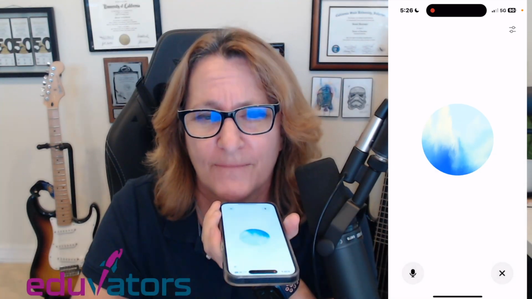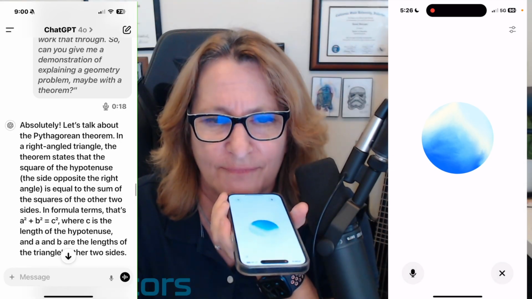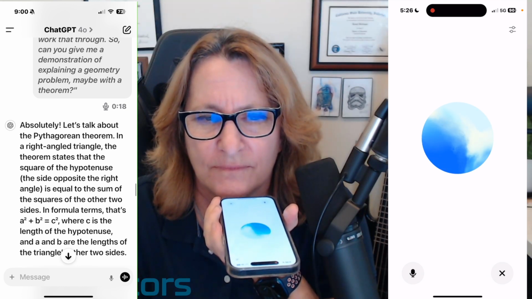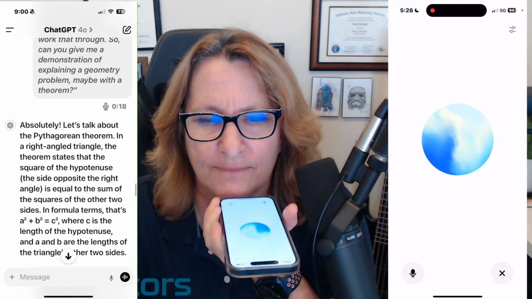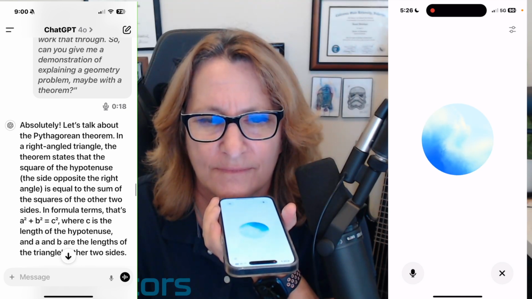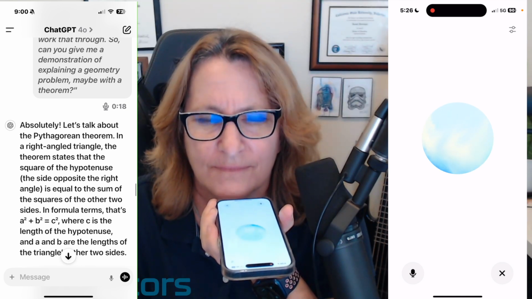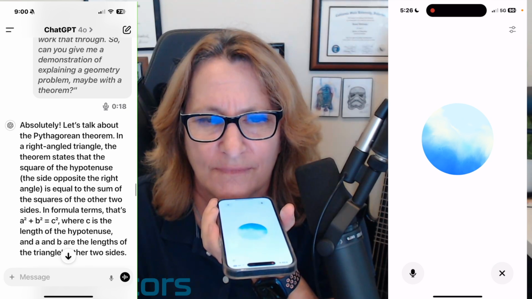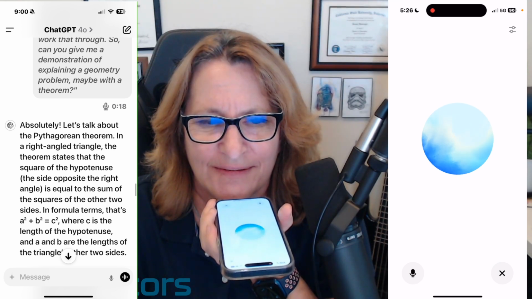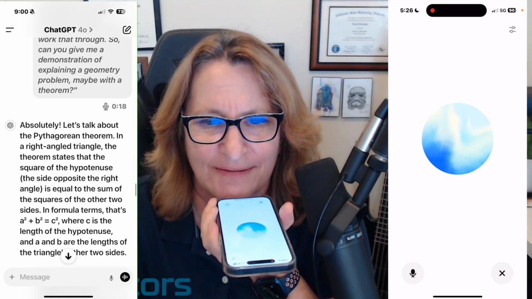Absolutely. Let's talk about the Pythagorean theorem. In a right-angled triangle, the theorem states that the square of the hypotenuse, the side opposite the right angle, is equal to the sum of the squares of the other two sides. In formula terms, that's a squared plus b squared equals c squared, where c is the length of the hypotenuse, and a and b are the lengths of the triangle's other two sides.